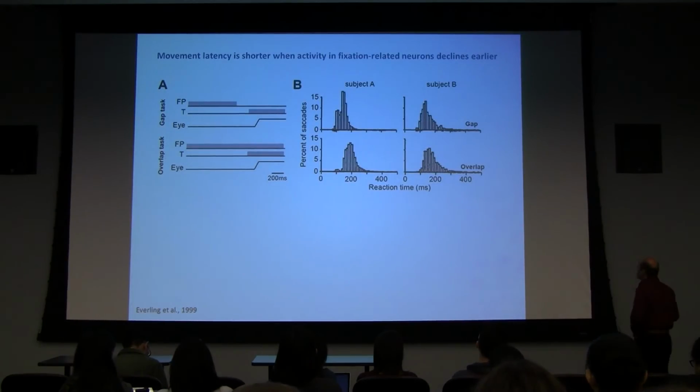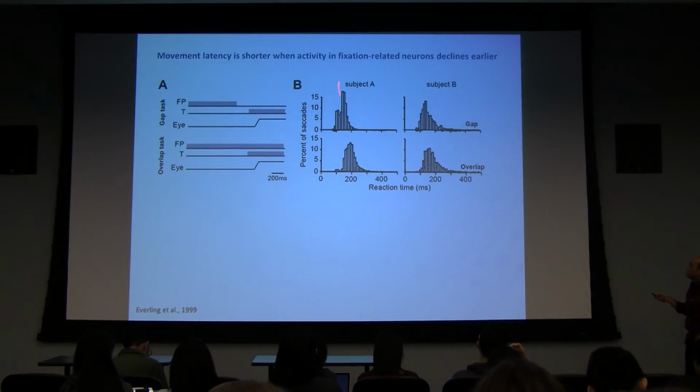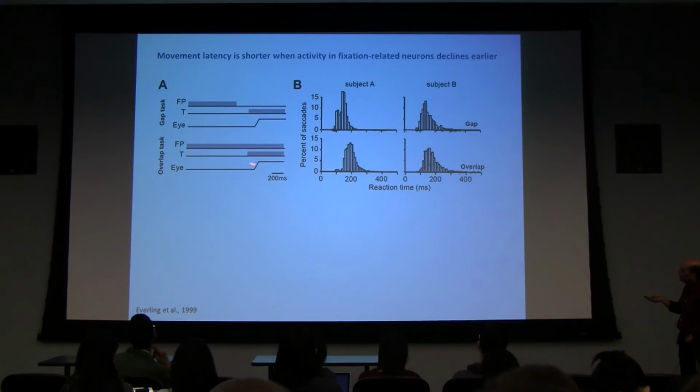And that's shown in the reaction time distributions here. So here's a couple of subjects, and you see that the reaction times move earlier in the gap task than in the overlap task. Okay, so these are monkeys, but it's also true for humans.